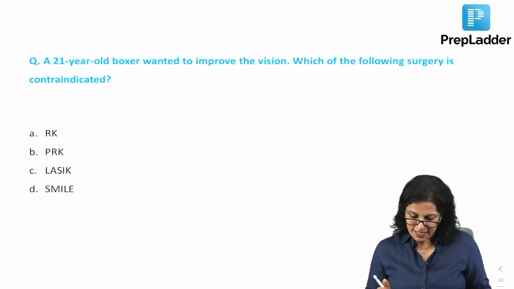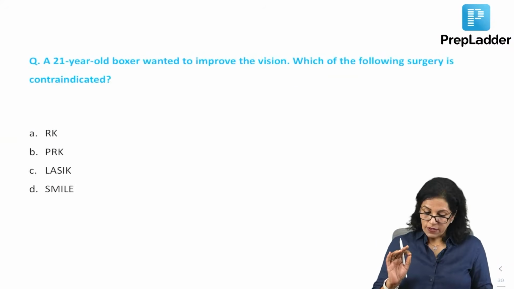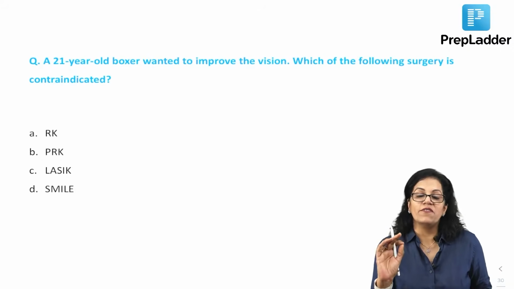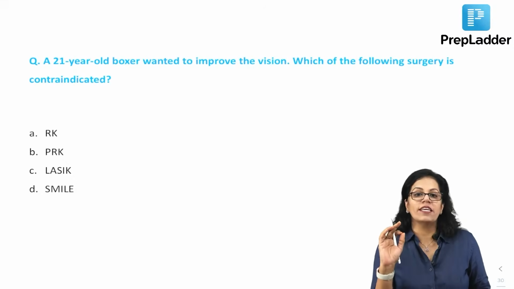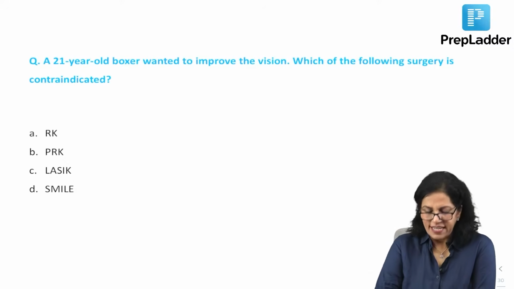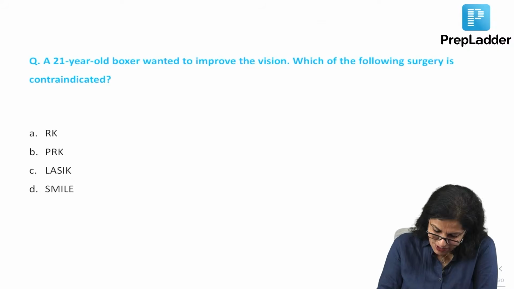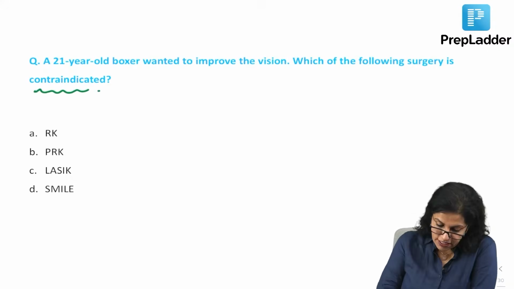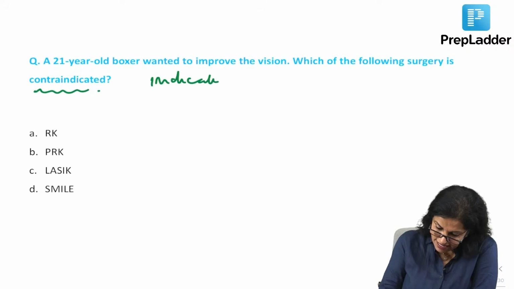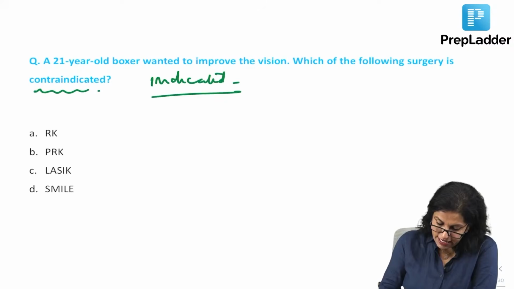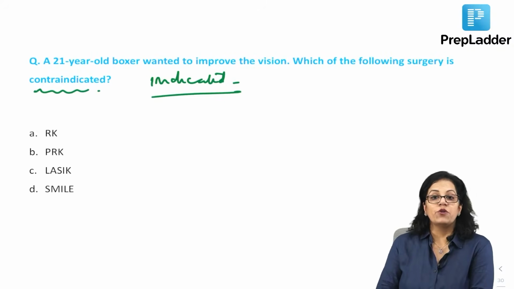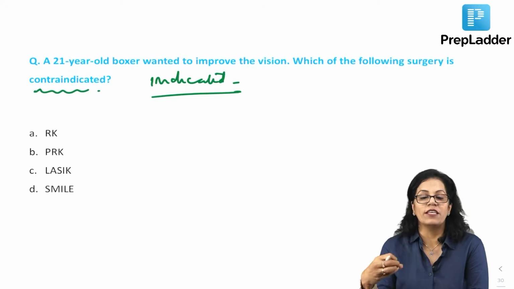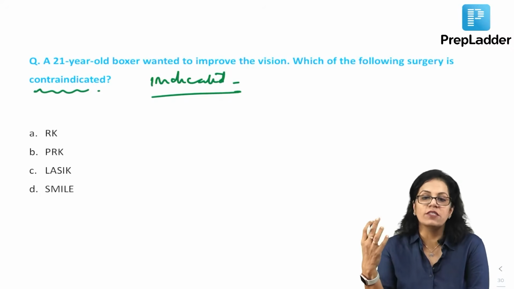Okay. The next question we talk about, have a look at this question. A 21-year-old boxer is wanting to improve the vision. So, when you are talking of contact sports, which of the following surgeries is indicated or contraindicated? Let us discuss both, indicated or contraindicated. But can you tell me what is indicated if I want to discuss this one? Among all RK, PRK, LASIK, SMILE, which one should be the choice of refractive surgery if the person is a boxer or is into some contact sports, wrestling, boxing and so on?